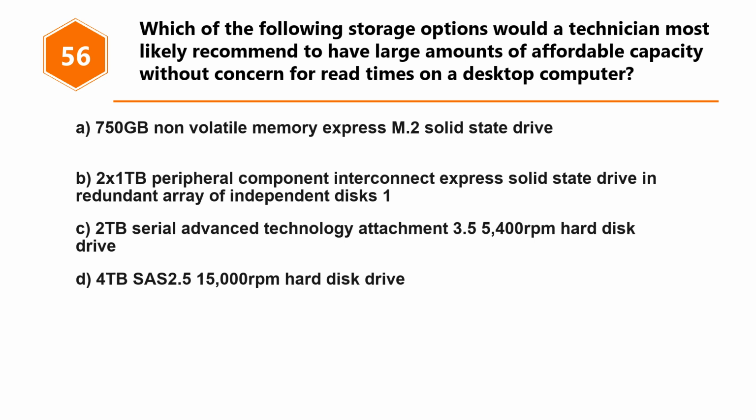Option C, 2 TB serial advanced technology attachment 3.5, 5,400 RPM hard disk drive. Option D, 4 TB SAS 2.5, 15,000 RPM hard disk drive. The correct answer is option C, 2 TB serial advanced technology attachment 3.5, 5,400 RPM hard disk drive.